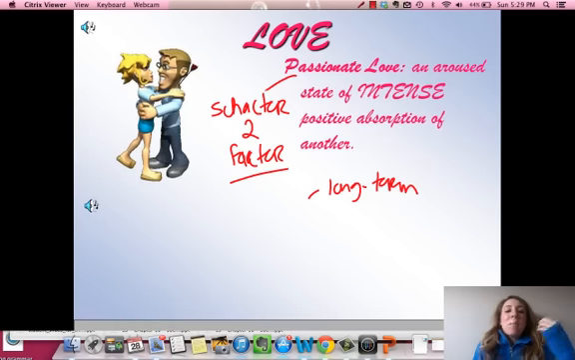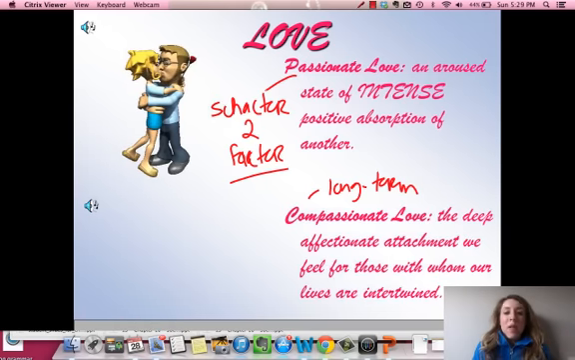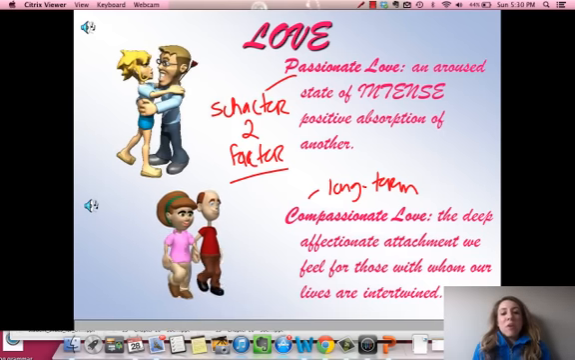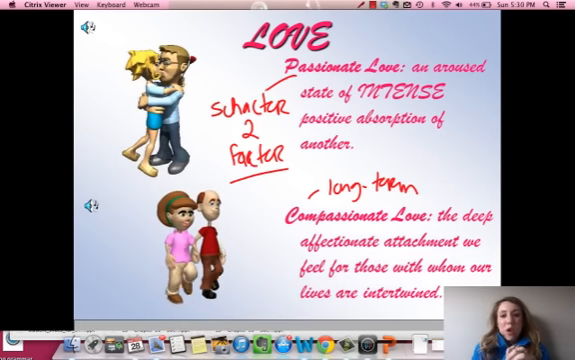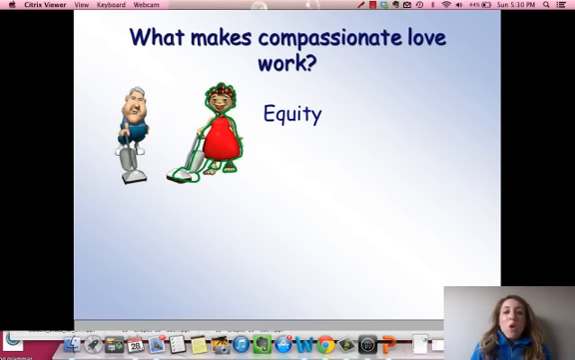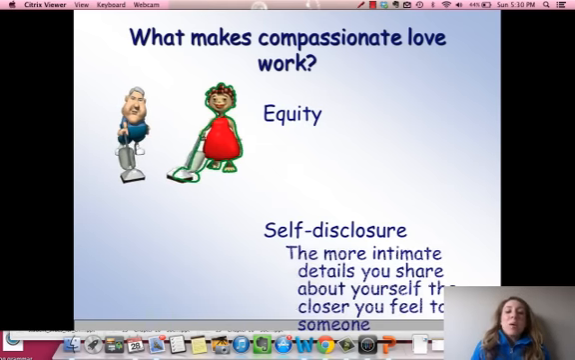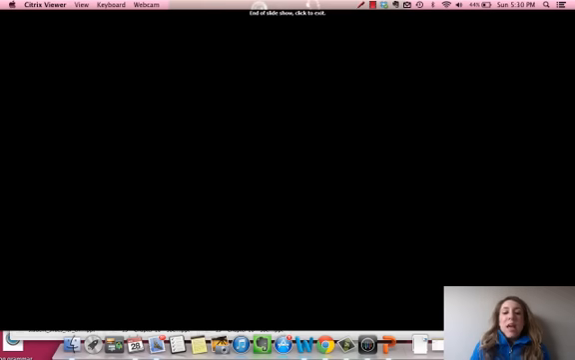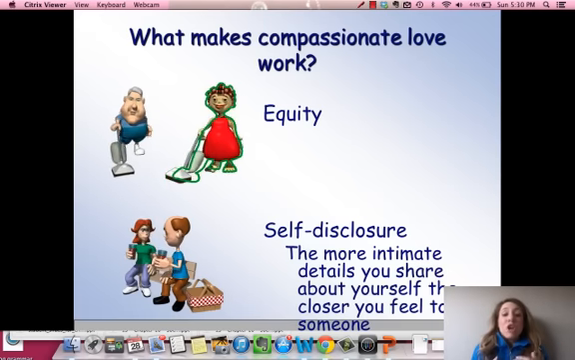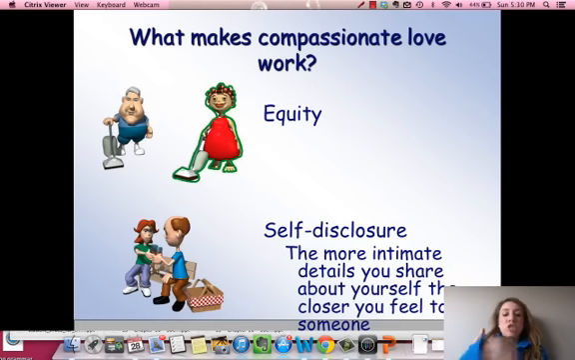Okay, passionate love is the Schachter two-factor stuff. It's intense, positive absorption of another, right? Compassionate love is deep, affectionate attachment we feel for those whom we're going to spend our lives with, right? You feel intertwined. Okay? Compassionate love works when there's equity. Equity means that people share, and the relationship is equal. Compassionate love also works when there's self-disclosure. So you need to be able to share details about yourself with someone, and they share them back with you, and then you learn about each other.